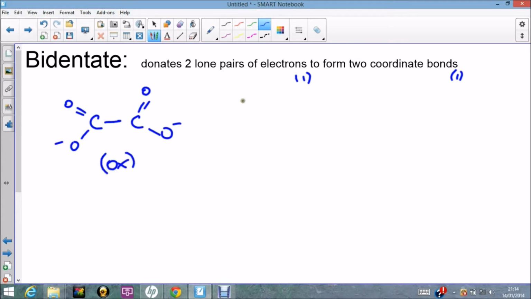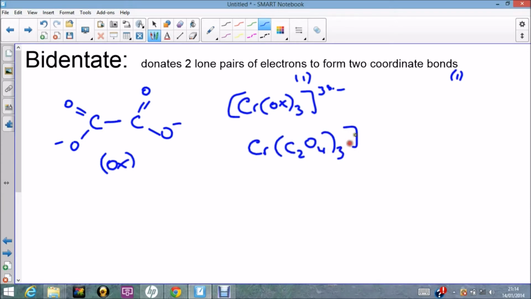this abbreviation. You might see a complex written as this, with a minus, or you might see it written as this. Of course these two things mean the same thing, so if you see C2O4, you should recognize that as being oxalic acid.